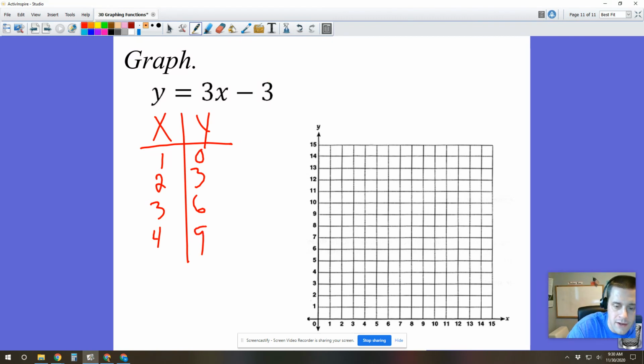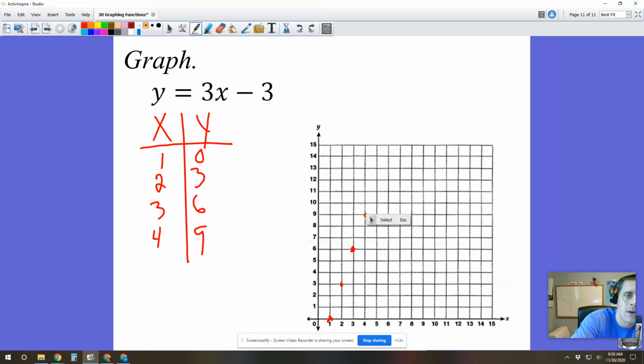Now we're graphing that function. (1, 0) means 1 to the right from the origin. (2, 3), 2 to the right and up 3. (3, 6), 3 to the right and up 6. (4, 9), 4 to the right, and up 9.